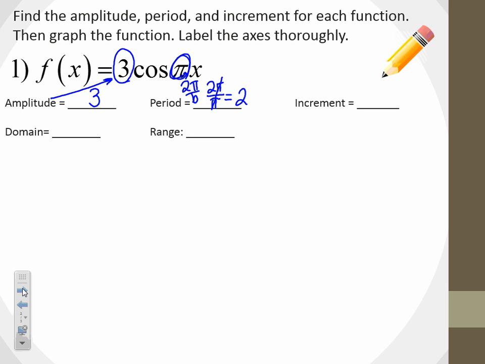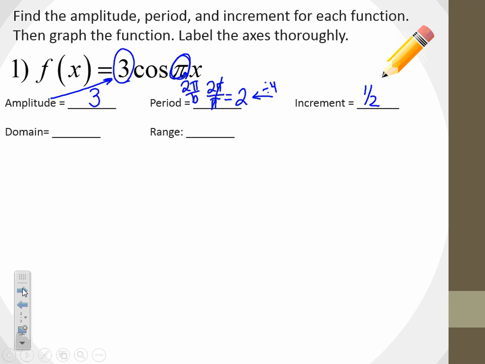Now the increment comes from the period. This period value gets divided by 4 to find the increment. We're saying we want to watch it for a period of 2 because that's how long it's going to take for the wave to cycle back. But we need to split that up into 4 equal parts so we can number our axes. So we're going to split that up. 2 divided by 4 is 1/2, so we're going to count by 1/2.